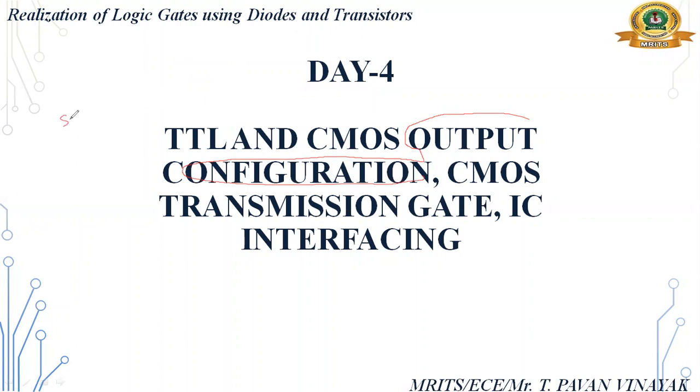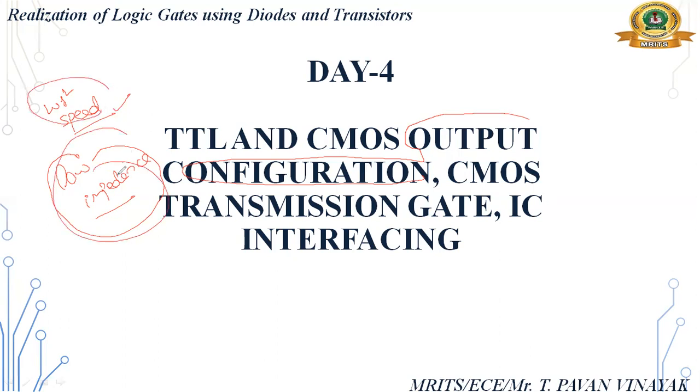Because it provides high speed or low impedance. Output resistance or impedance must be low so that the circuit will work perfectly and at high speed. To gain these two properties, we design an extra circuit for TTL or CMOS circuits.